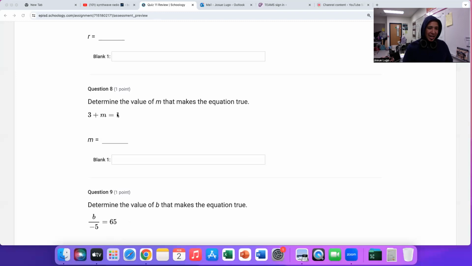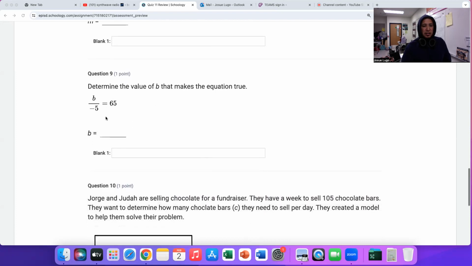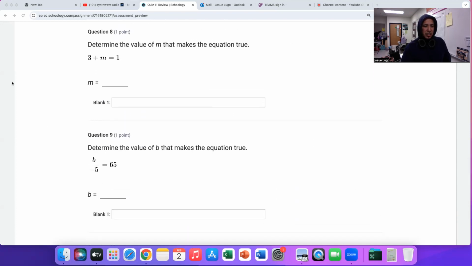Number 8, we're adding 3 to the variable. The opposite of adding 3 is to subtract 3. So 1 minus 3. Now that will give you a negative number. So have fun with that. Let's do question 9. Question 9, and that'll be the last one that I do with y'all today.